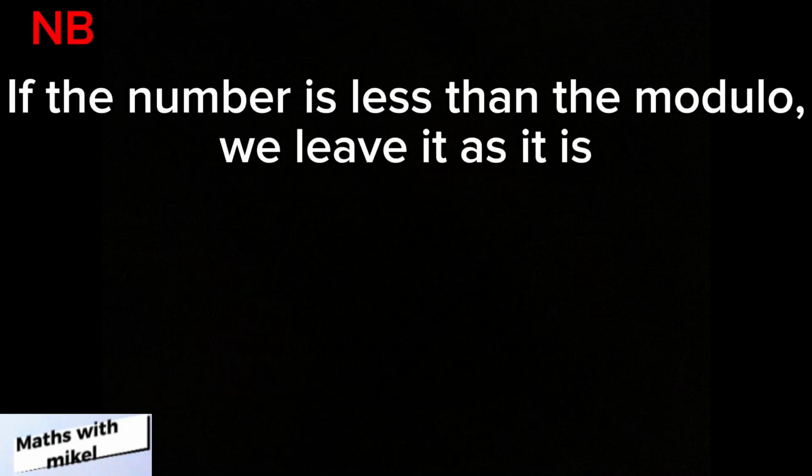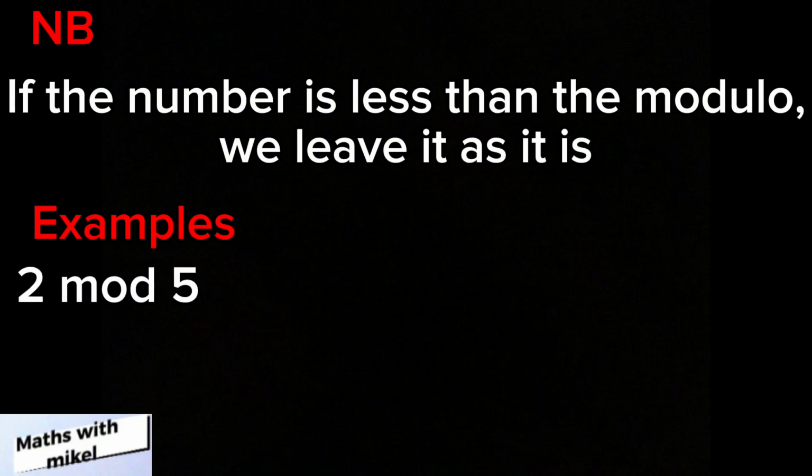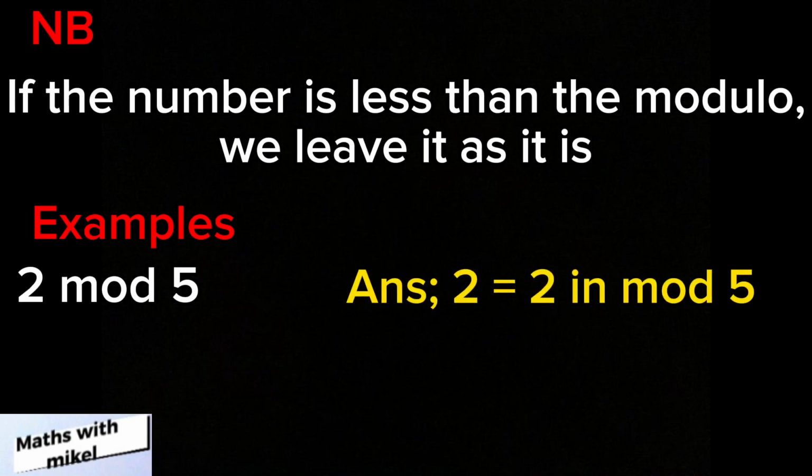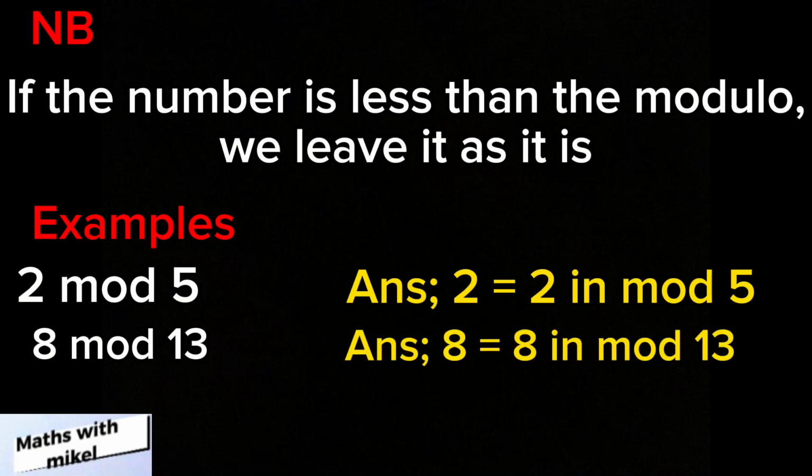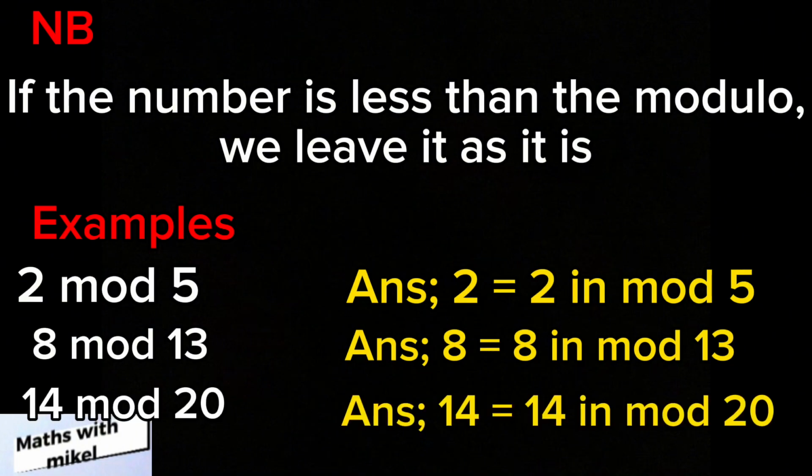So let's take note. If the number is less than the mod, we leave it as it is. Let's take a look at an example. 2 mod 5. Now the number 2 is less than the mod, which is 5. So the answer becomes 2 is equal to 2 in mod 5. We have 8 mod 13, and the answer becomes 8 is equal to 8 in mod 13. 14 mod 20, the answer becomes 14 is equal to 14 in mod 20. So from the example, you realize that all the numbers are less than the mod.